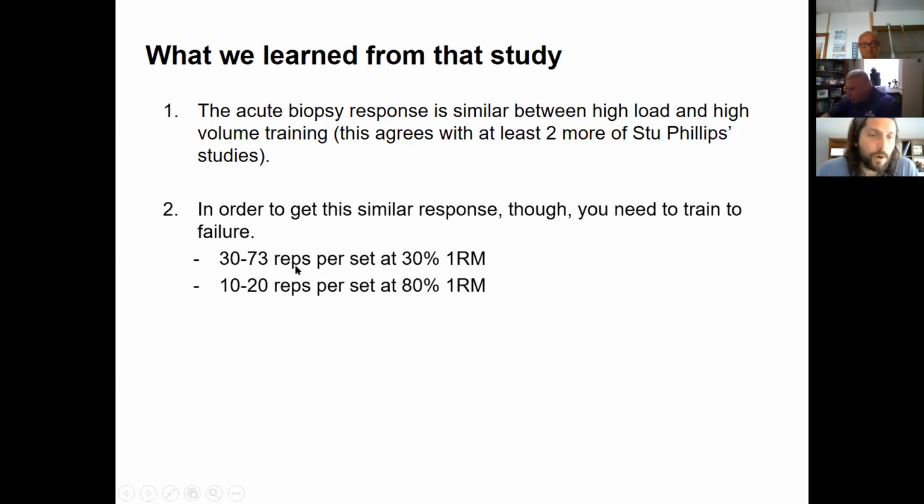This typically involves 30 up to 70 repetitions per set. Very time consuming, very exhausting. You get the burn, it's not pleasant, right? If you're training with 80% 1RM on leg extensions, this typically involves 10 to 20 reps per set. With compound movements, it's probably more on the order of 8 to 12 reps per set, okay?